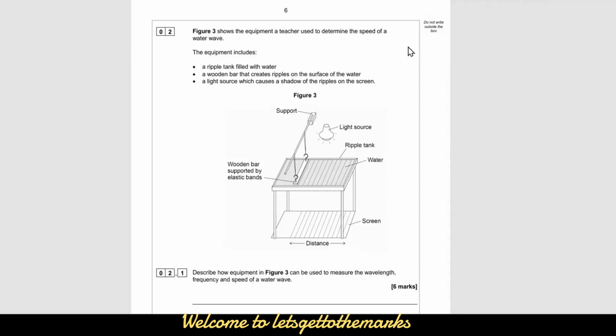I'm going to go through one of the core practicals for GCSE Physics in the AQA specification. This is both for separate science and for combined science. So let's get into it.